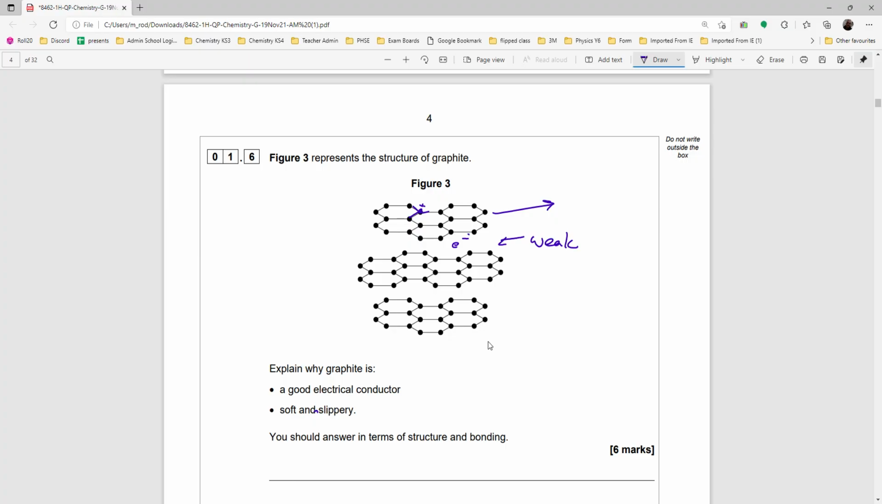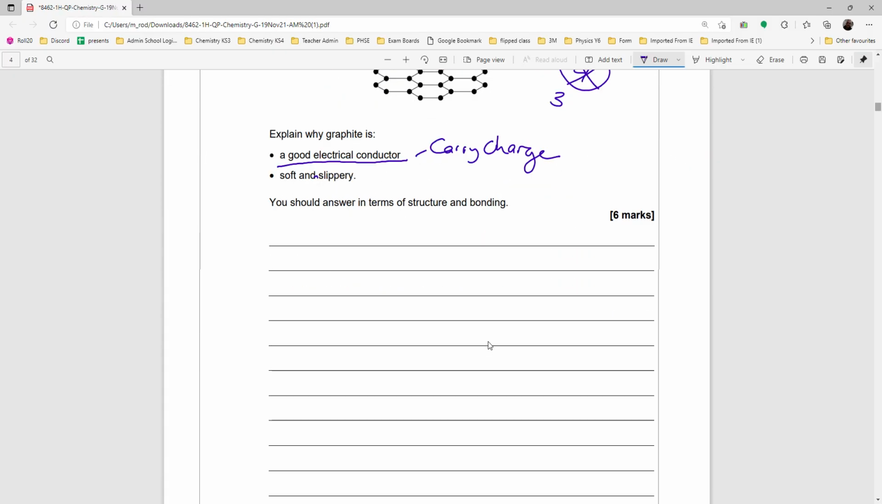But at the same time, these electrons are delocalized, which means they can move between the layers. And as they do so, they can carry charge. So they are a good conductor of electricity because electrons are delocalized. Because of the 4 possible bonds, they only make 3. And that allows the electron to move through the structure, and that allows it to carry, and here's the best part, it will carry charge. So that should hit most of the points on that one out of the 6.